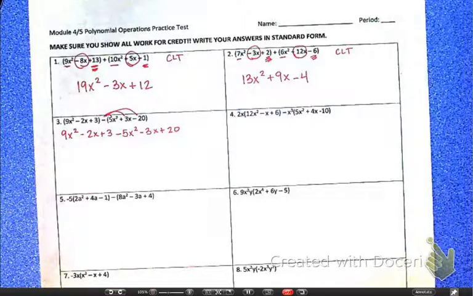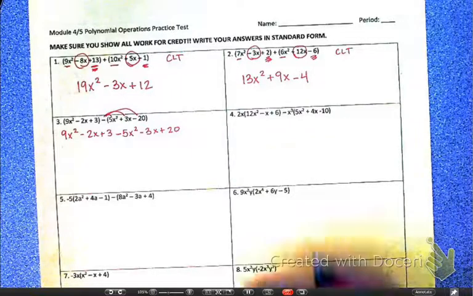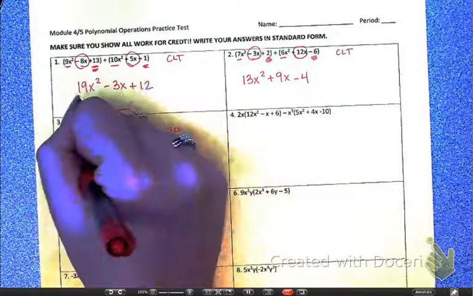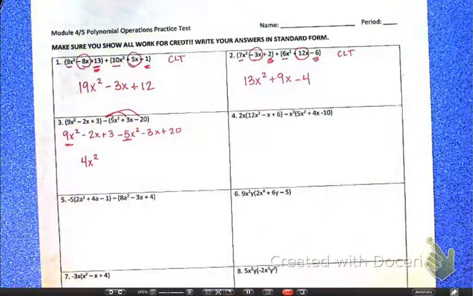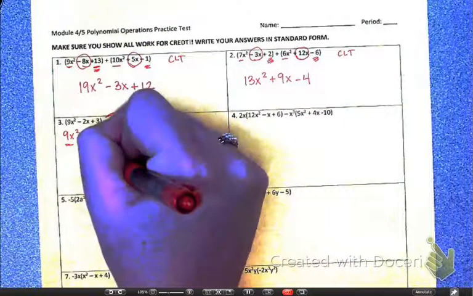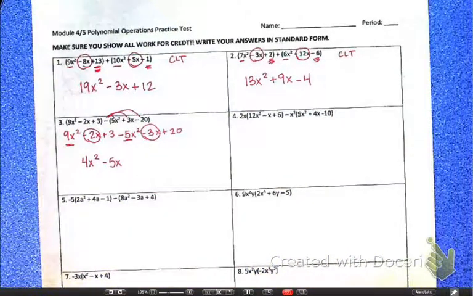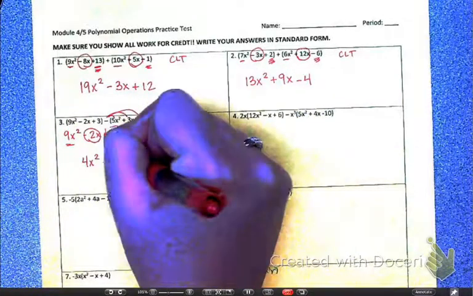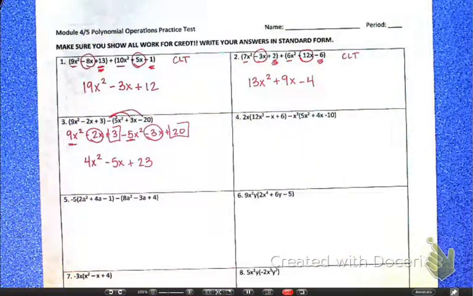Now I can combine. Highest exponent, 2, so 9 minus 5 is 4x squared. Negative 2 minus 3 is a negative 5x. And 3 plus 20 is 23. So again, check your answer for number 3, especially if it's wrong, and see where you went wrong.